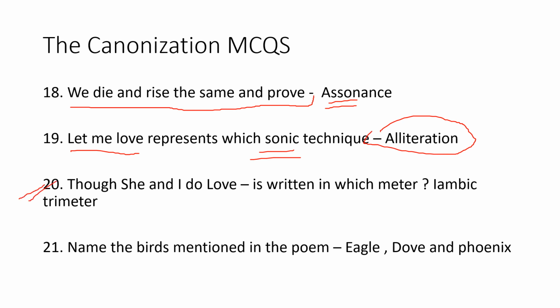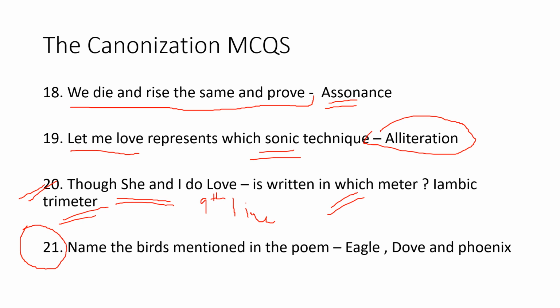Now the next question. Though she and I do love. This is the last line of the second stanza. It means it is the ninth line of the second stanza. And we had seen that the ninth line of each stanza of the poem The Canonization is written in iambic trimeter. So, Though she and I do love is written in which meter? Iambic trimeter.